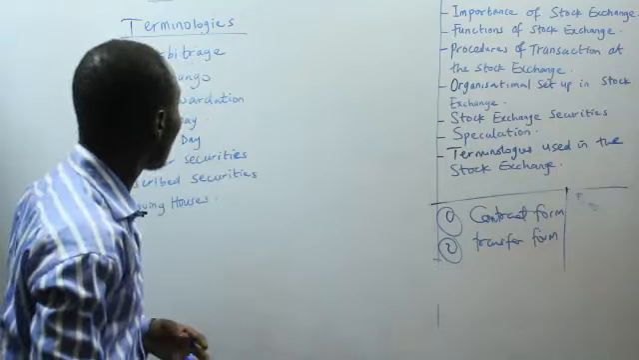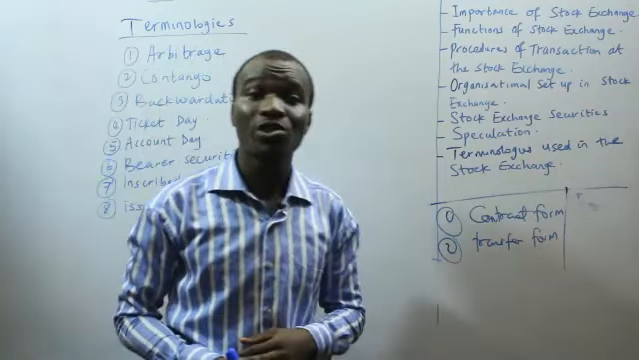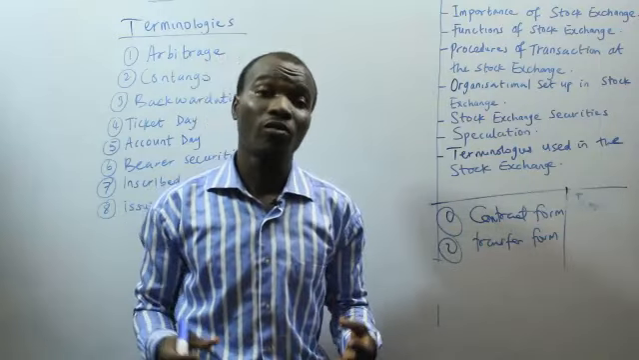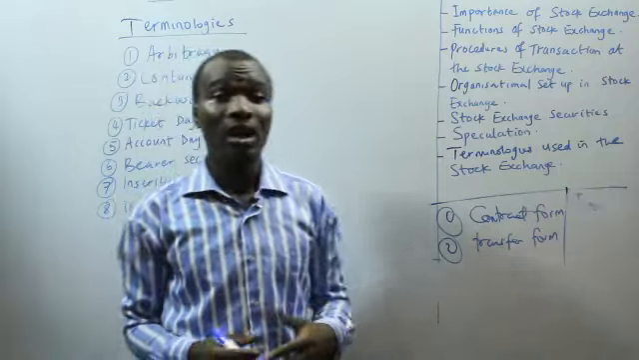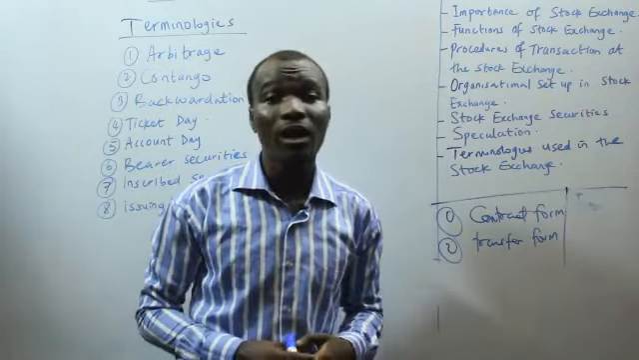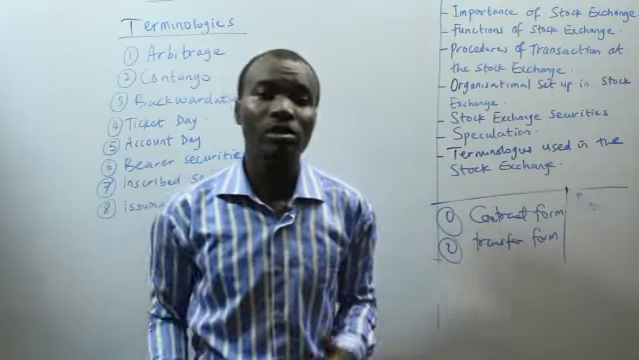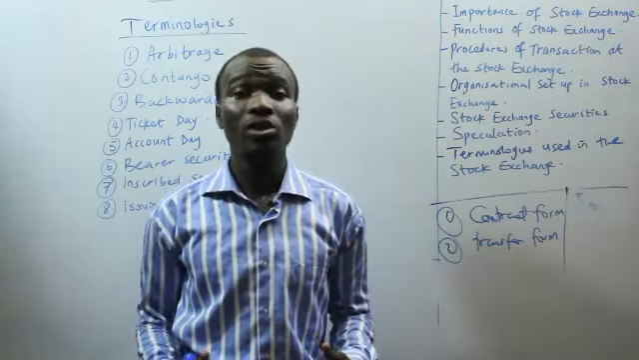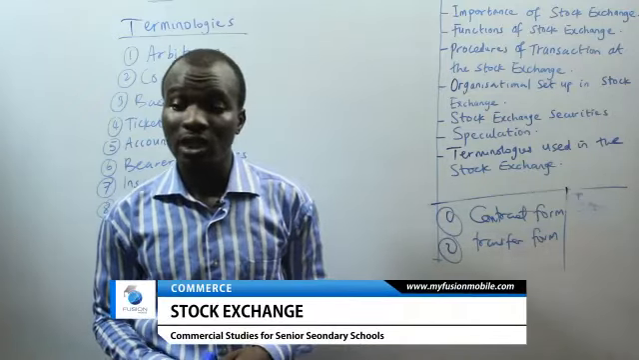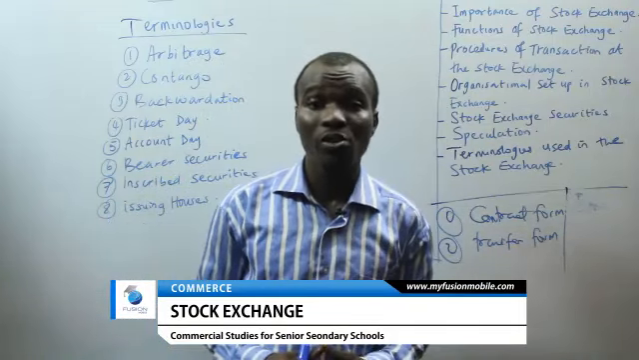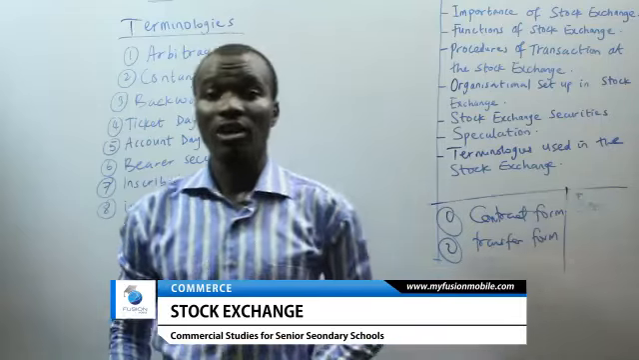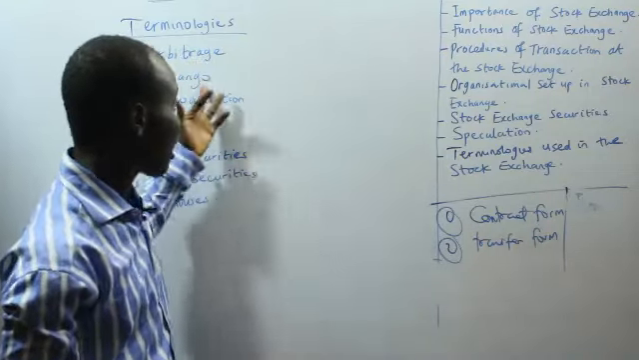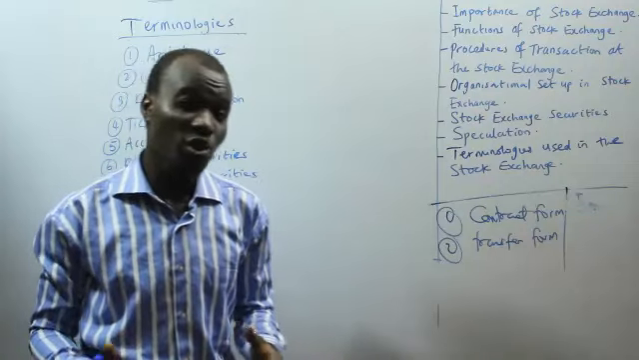So the next thing we have is the counter go. The counter go occurs when a member of the securities exchange decides to carry over or postpone the settlement of an account to another account. Such a member usually does so by paying interest on the amount due. So whenever the member of the exchange decides to postpone the settlement of an account or transfer it to another account, you are going to pay some amount of interest. The term given to this is called the counter go.